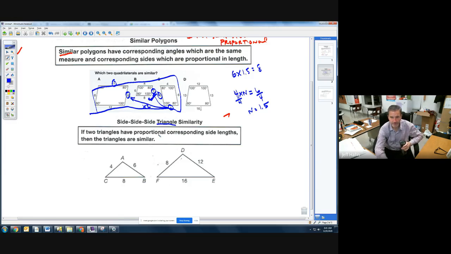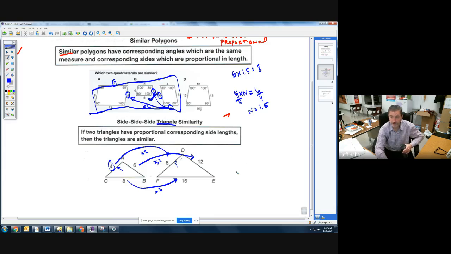If 2 triangles have proportional corresponding sides, that's the same thing we just talked about. In other words, you have to think about what sides correspond, and what happens is the small side corresponds to the small side. What is the scale factor, or what do I multiply 4 by to get 8? I multiply by 2, which would mean all the rest of these, if they are similar, when you multiply them by 2, you will get those answers. And that is true. So these triangles are similar.